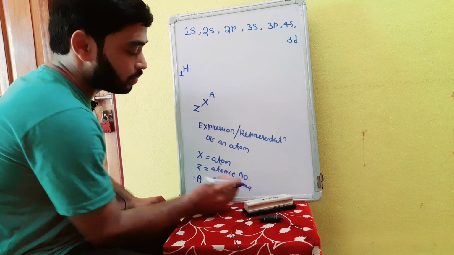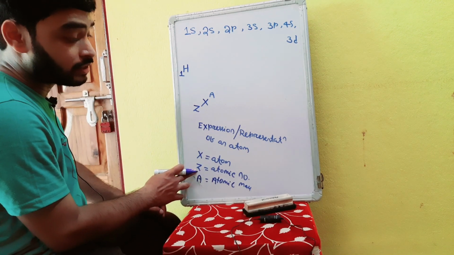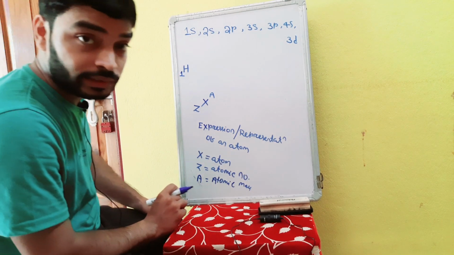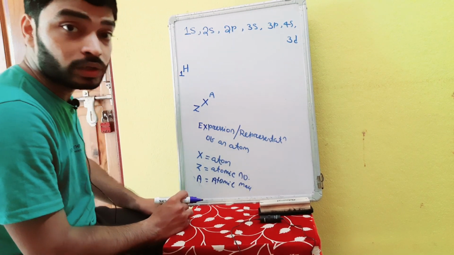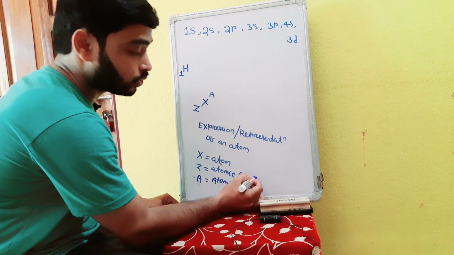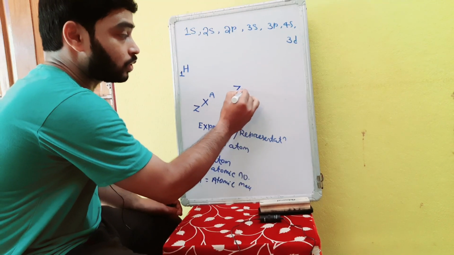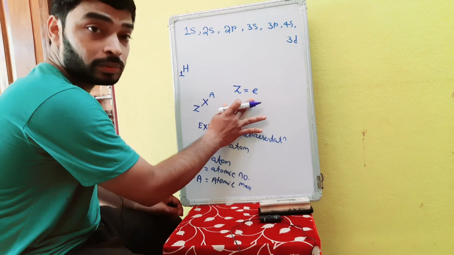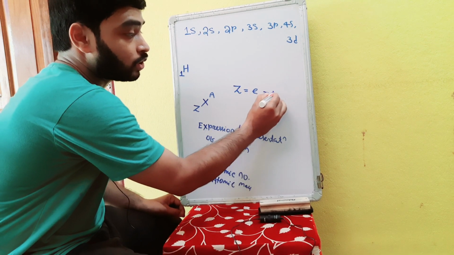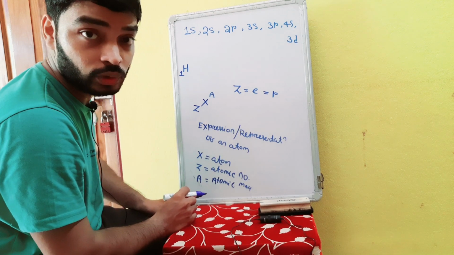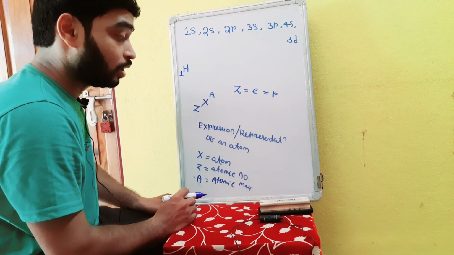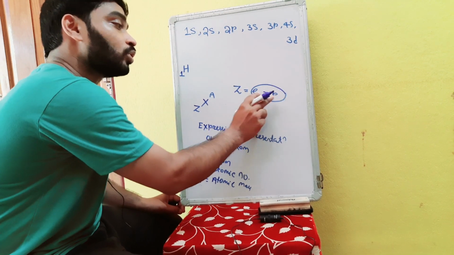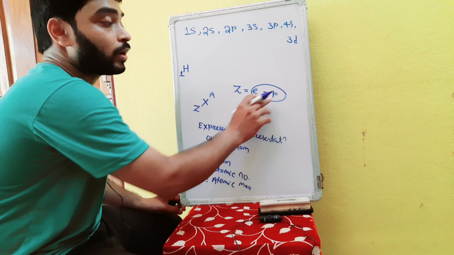Always remember that Z, the atomic number, expresses the total number of electrons and protons in the neutral state of an atom. So Z is equal to the total number of electrons, E, which is equal to P, the total number of protons in the neutral state. I have shown you how to calculate the electron number and proton number.